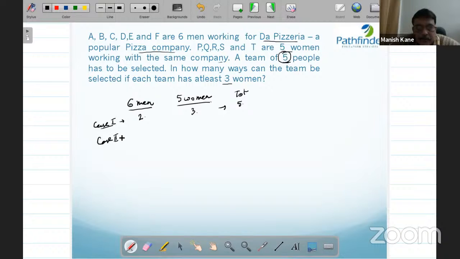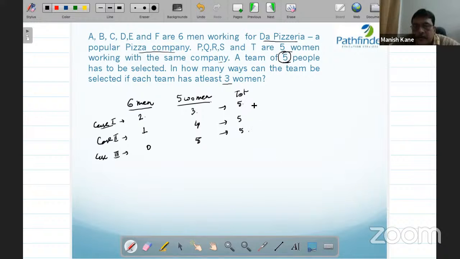Case 2. 4 women and obviously 1 man. And case 3 must be all 5 women because there is no constraint on men. I can have 0 men. The total must be 5.